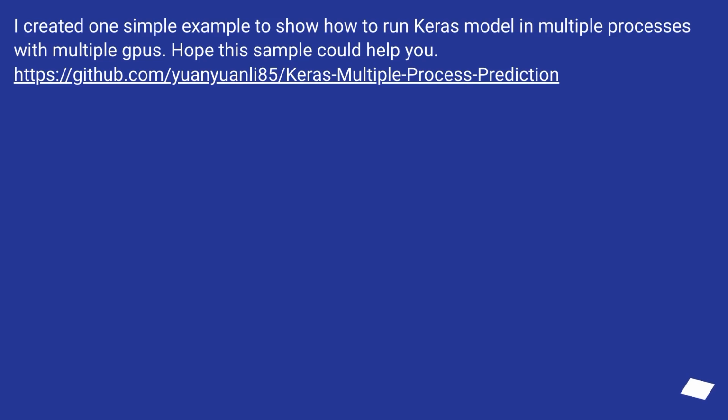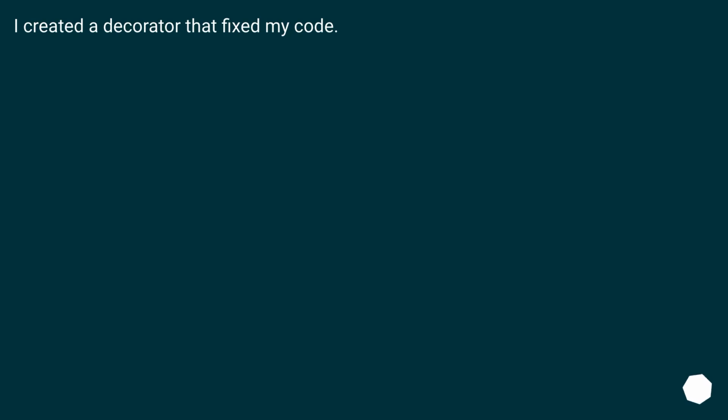I created one simple example to show how to run a Keras model in multiple processes with multiprocessing. Hope this sample could help you. This URL. I created a decorator that fixed my code.